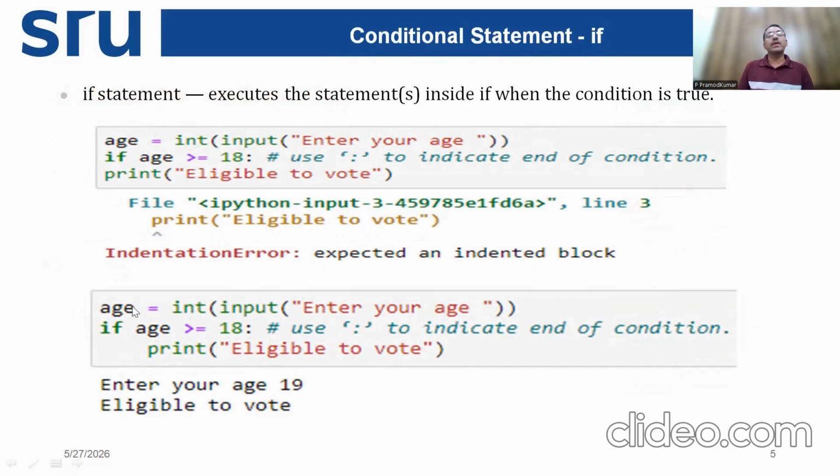Here I'm checking. If I read age as 19, then the condition is 19 greater than or equal to 18. Of course, that is true. Then it prints the result as eligibility to vote.